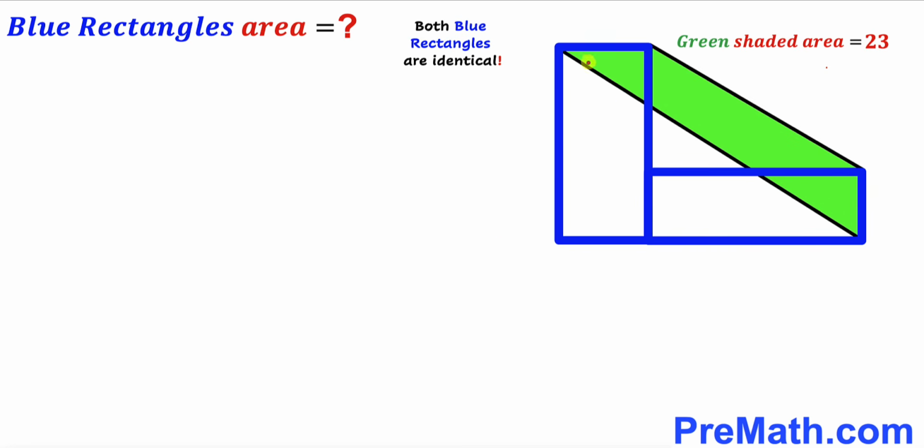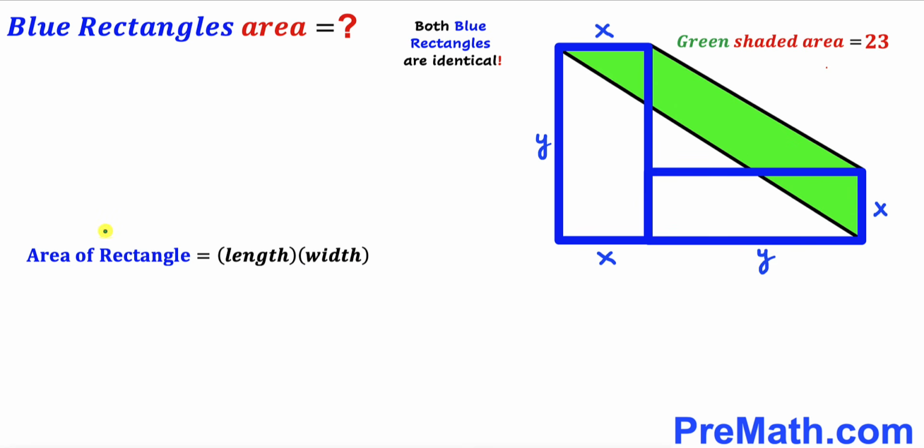And here's our very first step. Let's focus on this blue rectangle. I'm going to label its length as y and its width as x. Likewise, we are going to focus on this other identical blue rectangle as well. I'm going to label this side once again x and this side is going to be y.